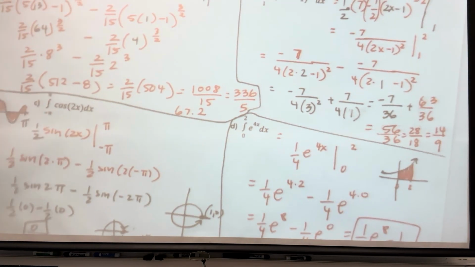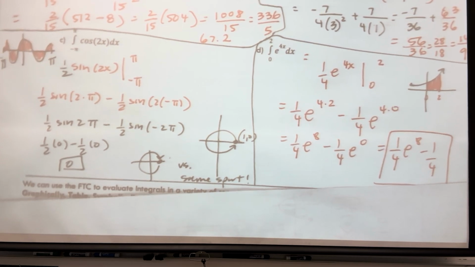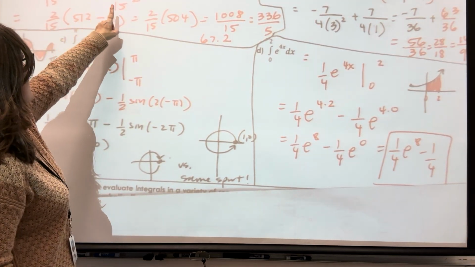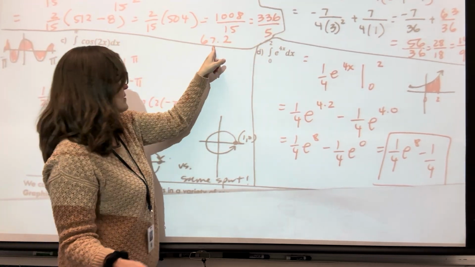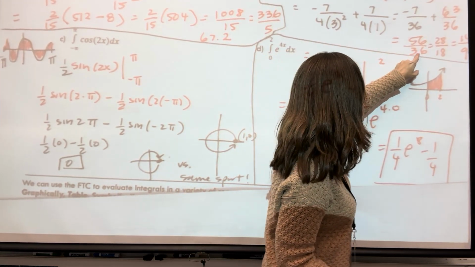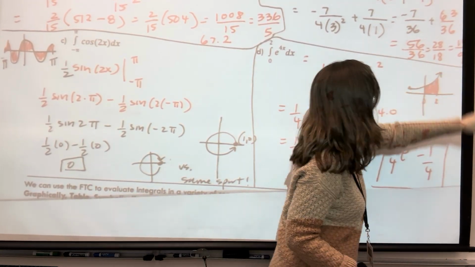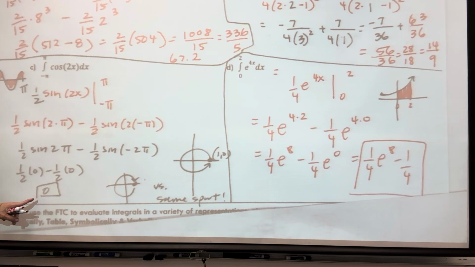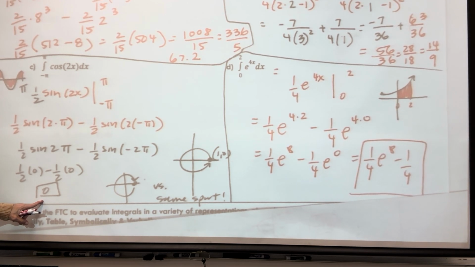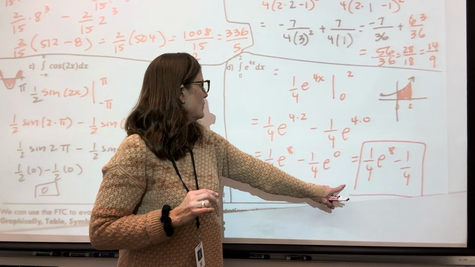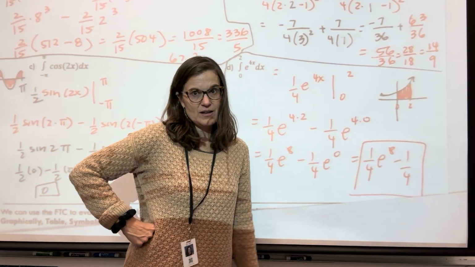here. So number 1, it looks like it was, that's ridiculously messy, or letter A, right? It was like 336 over 5, or 67.2. Yeah. This one was 5636, so 28/18, or, oh, it's slightly off the page there. Let's see, 14/9. And then looks like letter C worked out to be 0. And letter D was this, 1/4 e to the 8th minus 1/4. Okay.